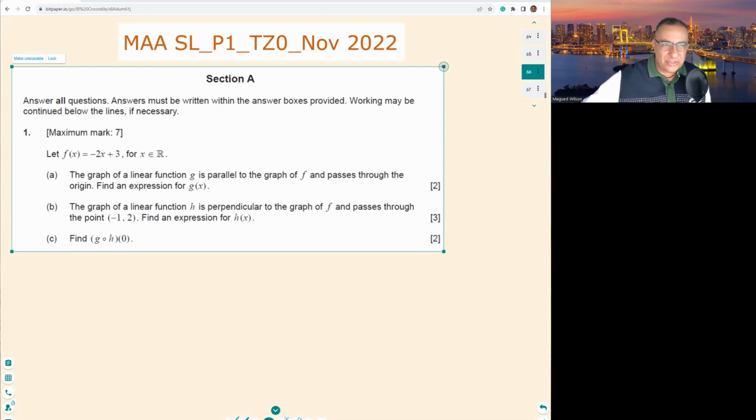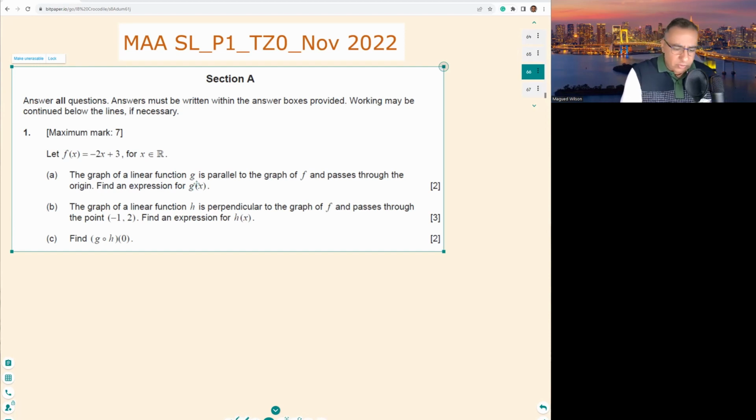Let's have a look at this question from past paper questions for Math Analysis and Approaches. Paper 1, November 2022, number 1. So let's see what we have here. Let f of x equal -2x + 3 for x belonging to the set of real numbers. Part A: the graph of a linear function g is parallel to the graph of f and passes through the origin. Find an expression for g of x.